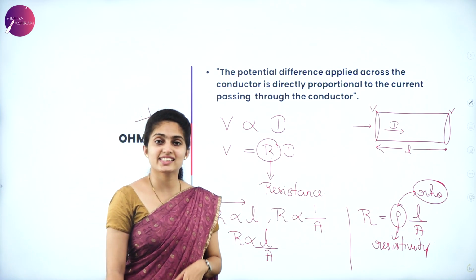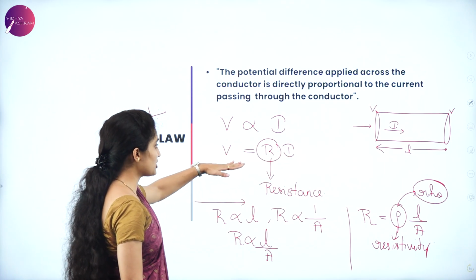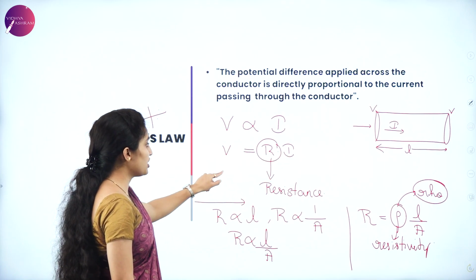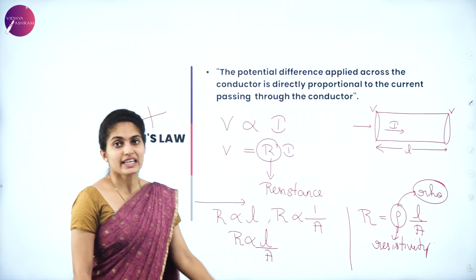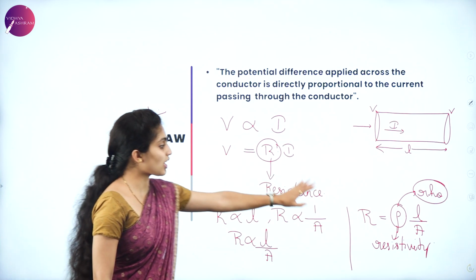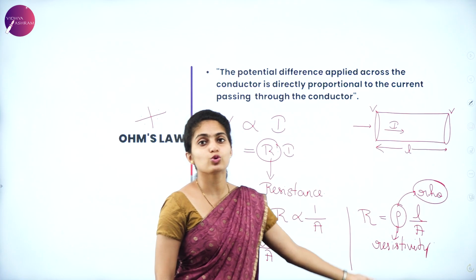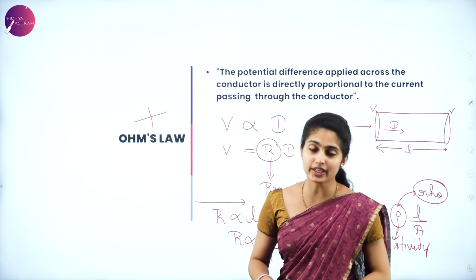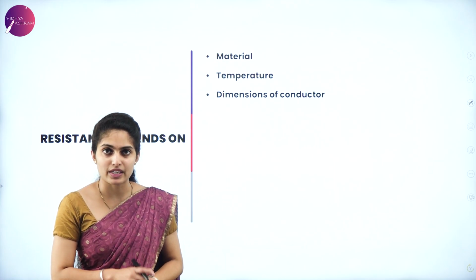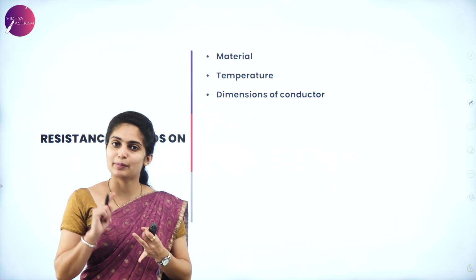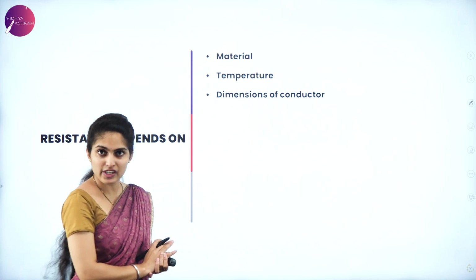So what is resistance? Resistance is a ratio of the potential difference across the ends of the conductor and the current flowing through it, and this is how you give the formula of resistance. Resistance R is equal to rho into L by A. Now, on what factors does this resistance depend? It depends on the length, it depends on the area, which tells that it depends on the dimensions of the conductor.